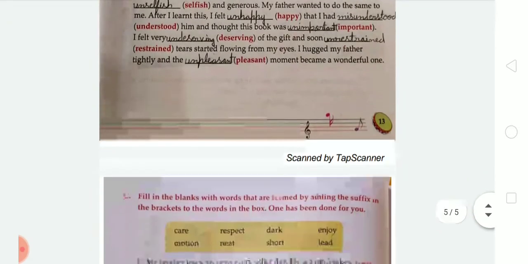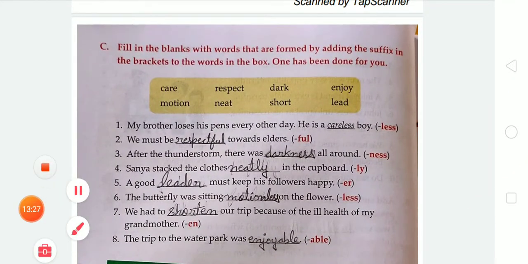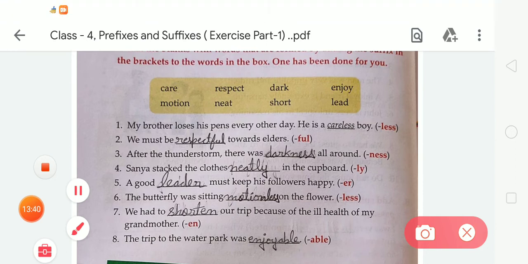Now moving to the next exercise, that is exercise C. So what will we do in exercise C? Here we fill in the blanks with words that are formed by adding the suffix in the brackets to the word in the box. One has been done for you. So dear students, there are some words given in the box, so we have to use the correct suffix with the given words according to the sentences. Okay, so one has been done for you.